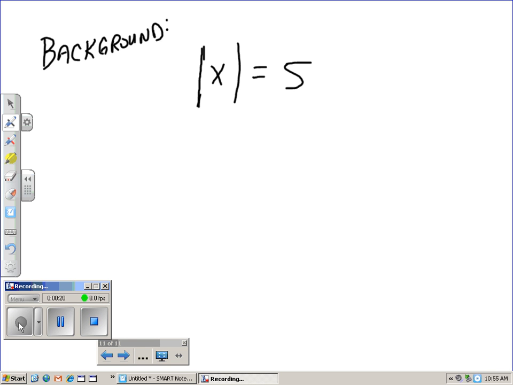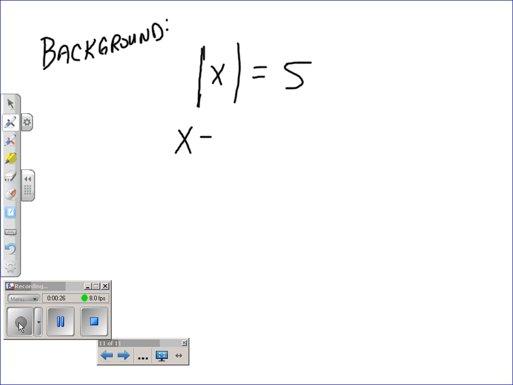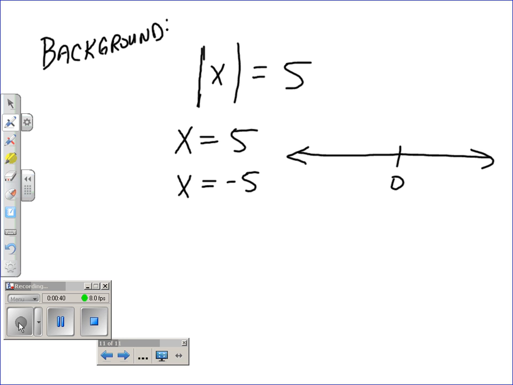Remember that absolute value equations have two answers. For instance, the absolute value of x equals 5. My solution can be two numbers. It can be x equals 5. Let me write it down here. Or x equals negative 5. Now, why does it have two answers? Remember that absolute value is just a measure of the distance from 0.